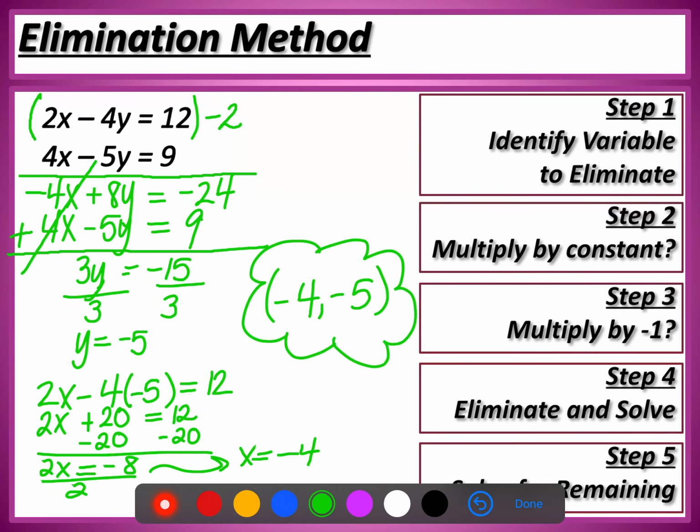-4, -5. Okay, so we've seen so far, we multiplied using a -1 to one equation. We've multiplied to one equation using a constant that is not a -1. Let's see what else we have in store.